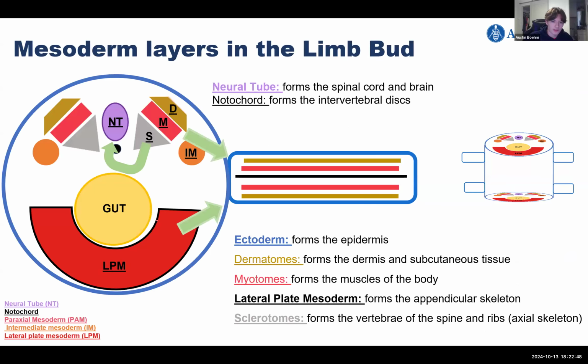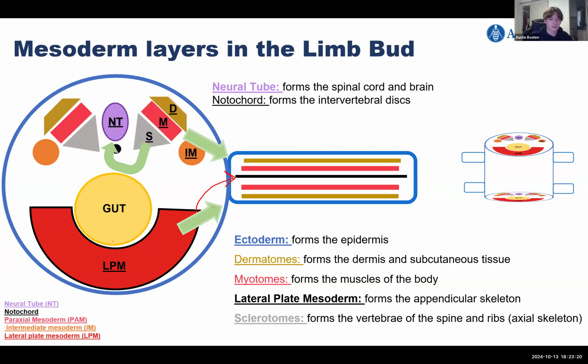Now, as for what these layers actually do and what they become, the lateral plate mesoderm is going to become the bony structures for our arms and our legs. So the femur, the tibia, the humerus, radius, and ulna, all of those bones are coming from the lateral plate mesoderm, which can be a little bit confusing because it is called lateral plate mesoderm, even though it is kind of anterior looking on this.